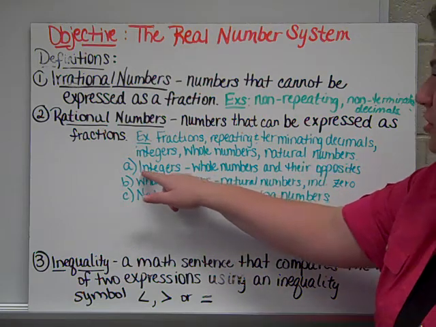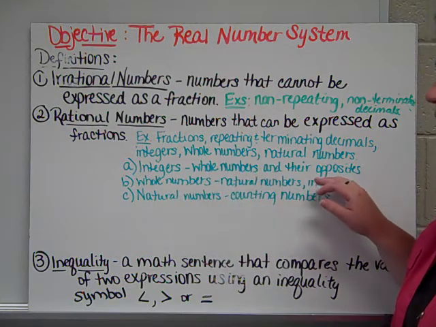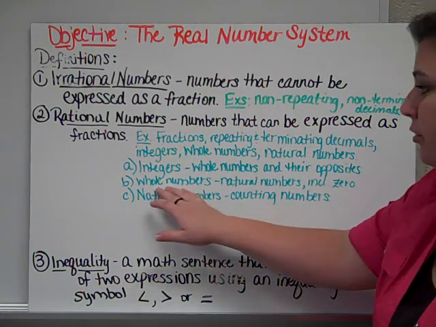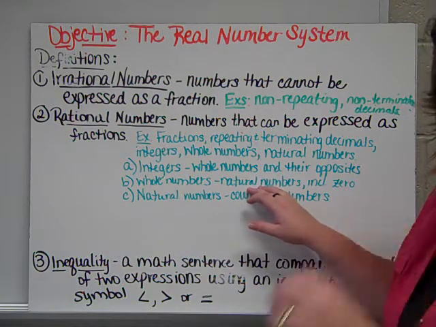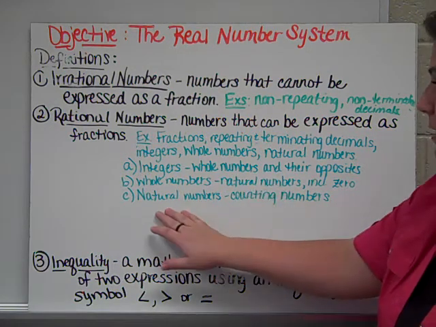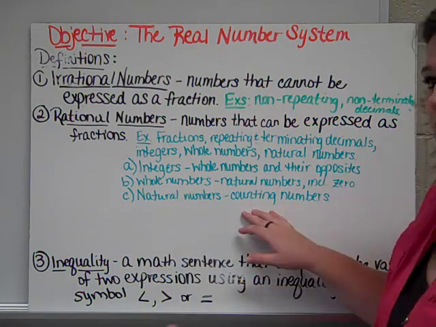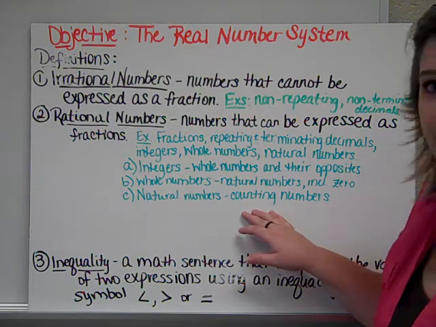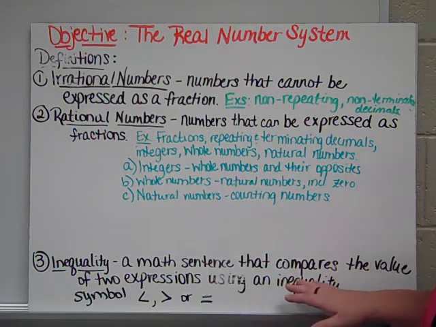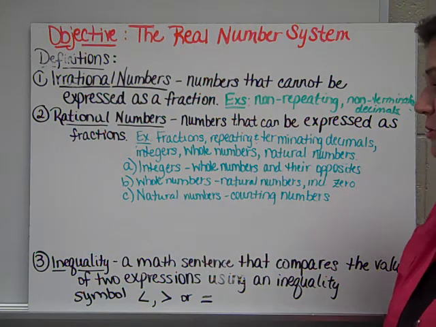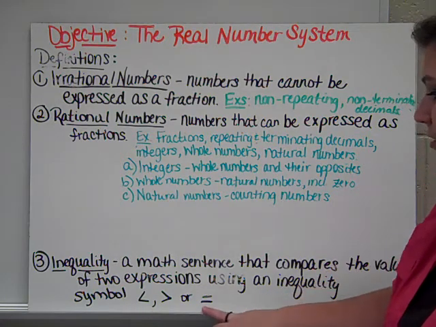So looking at integers, let's remember back, what do the integers look like? They are whole numbers and their opposites. Whole numbers are natural numbers including 0, so they start with 0, 1, 2, 3, all the way up. Natural numbers, think of them as your counting numbers. It is natural when we start with 1, so 0 is not included in that. Inequalities: a math sentence that compares the value of two expressions using the inequality symbols: less than, greater than, or equal to.